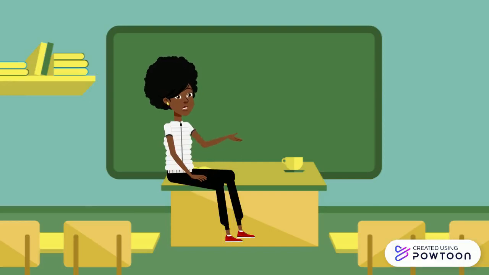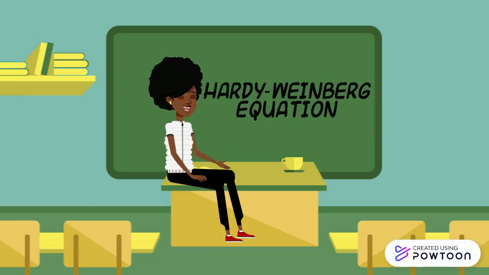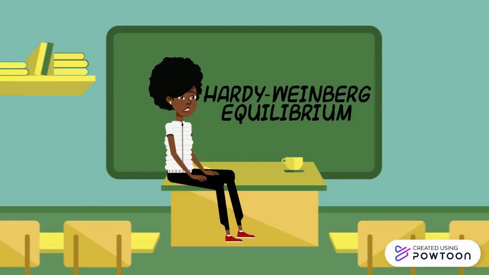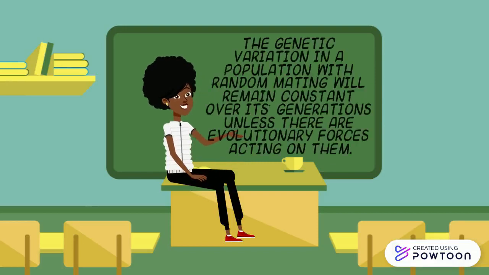We're moving on to the Hardy-Weinberg equation. The equation is based upon the Hardy-Weinberg equilibrium, which states that the genetic variation in a population with random mating will remain constant over its generations unless there are evolutionary forces acting on them.